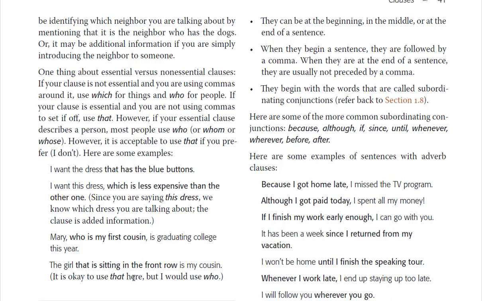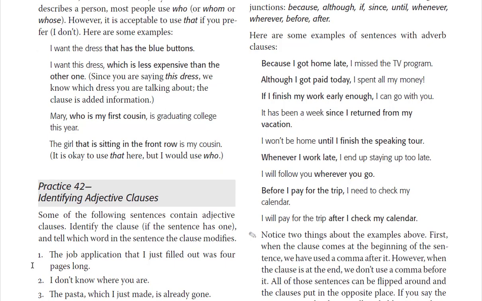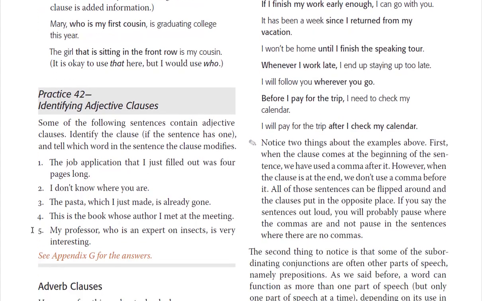The girl that is sitting in the front row is my cousin. So it is okay to use that if it's conversational English. But if you're going to write formal English for your research paper, use who. For instance, if you're going to write your job application, your cover letter, or you're writing your research paper for your teacher, I would use who. If you're writing an email to your best friend, your mother, or something like that, you could use that. That's the difference between that and who.